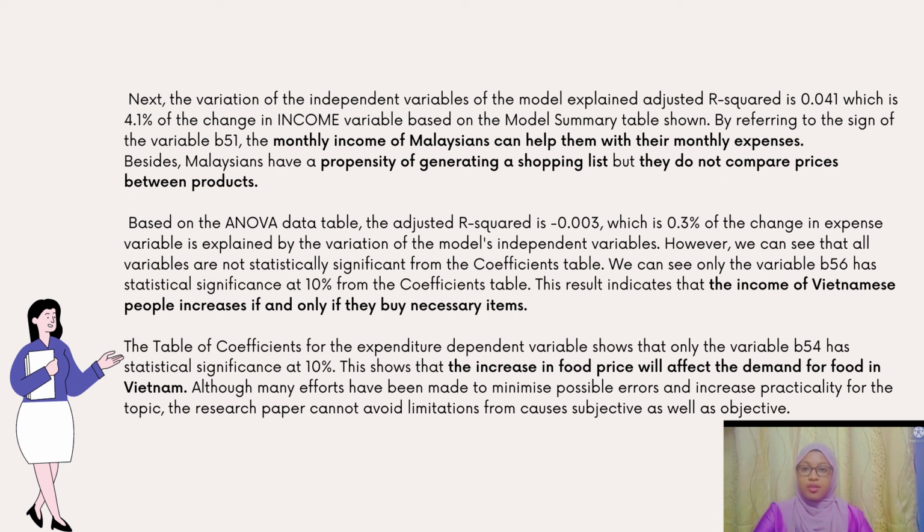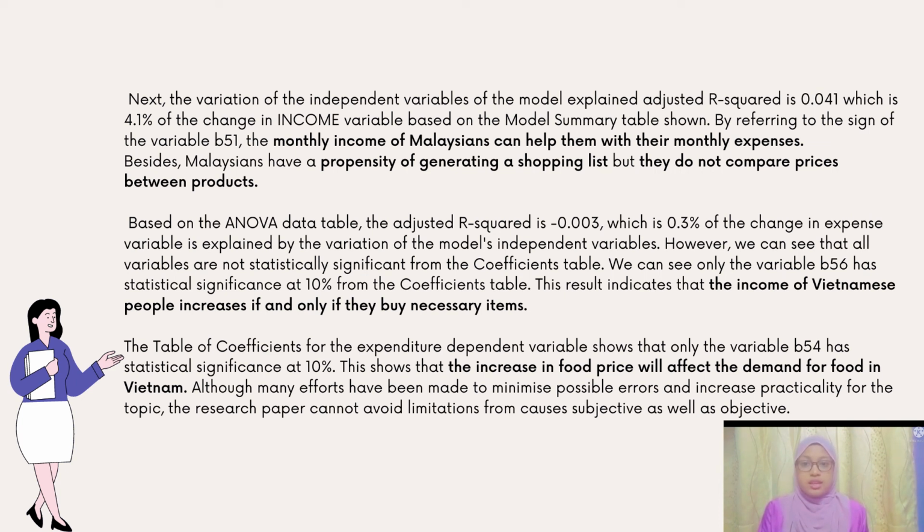By referring to the sign of the variable B51, the monthly income of Malaysians can help them with their monthly expenses. Besides, Malaysians have a propensity for making a shopping list, but they do not compare prices between products. Based on the ANOVA data table, the adjusted R² is negative 0.003, which means 0.3% of the change in the expense variable is explained by the variation of the model's independent variables. However, we can see that all variables are not statistically significant from the coefficient table. We can see only the variable B56 has statistical significance at 10% from the coefficient table.